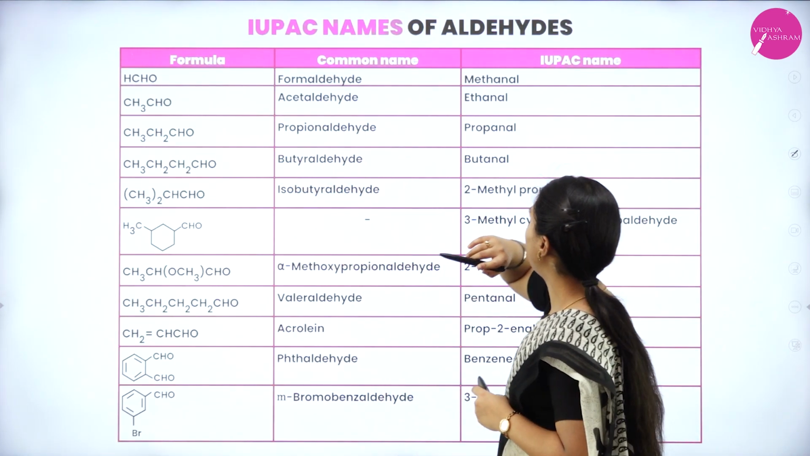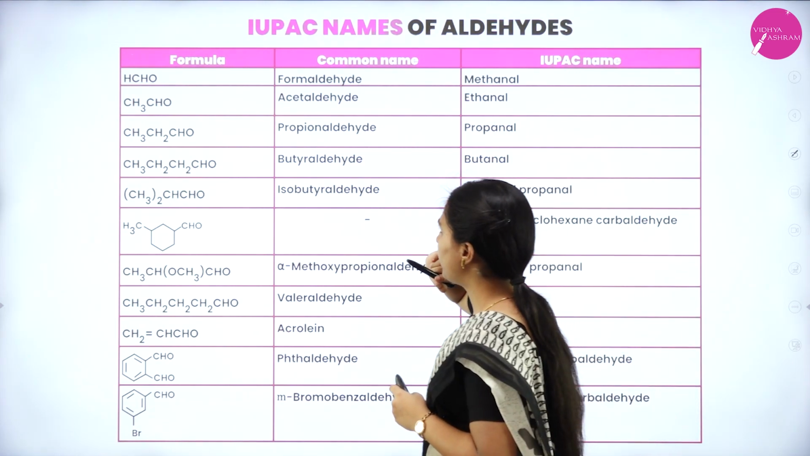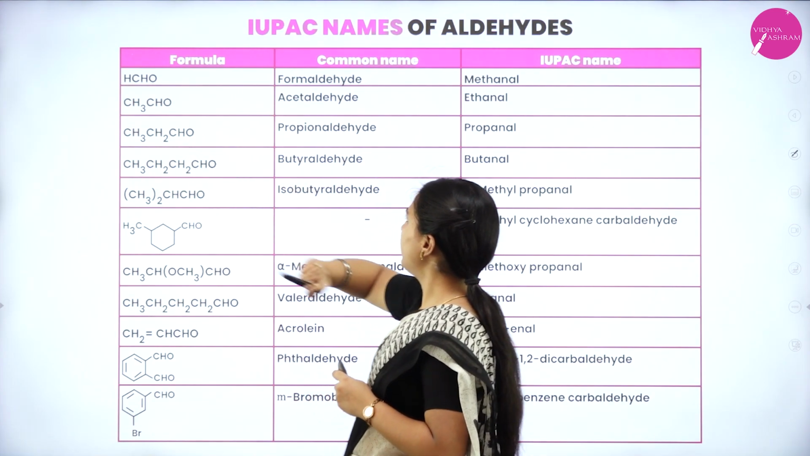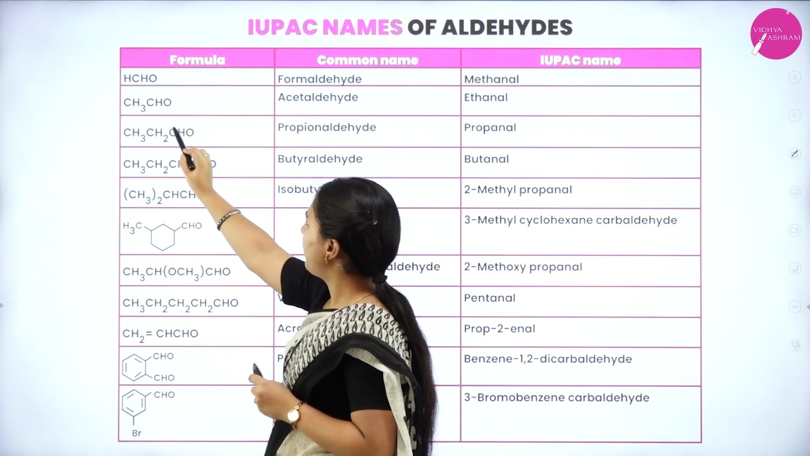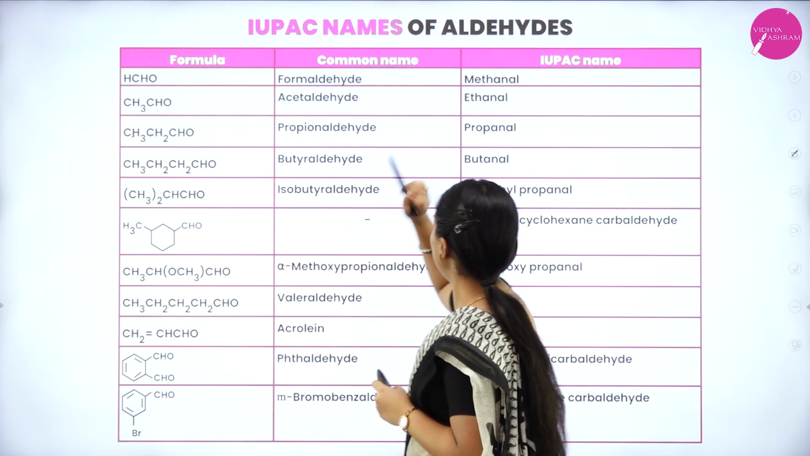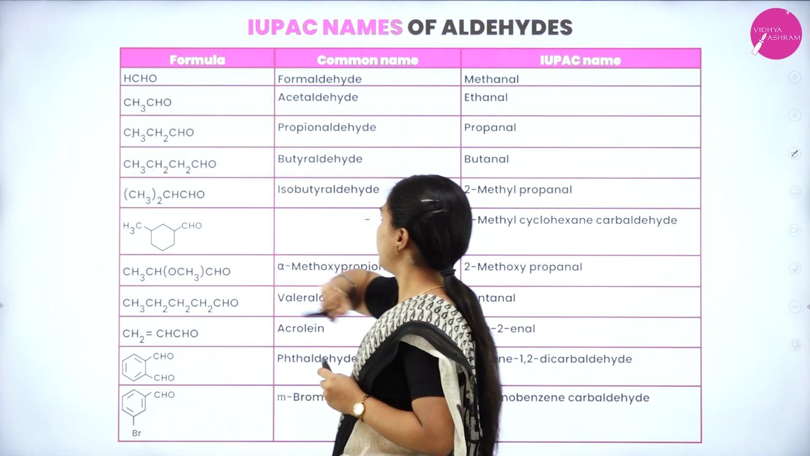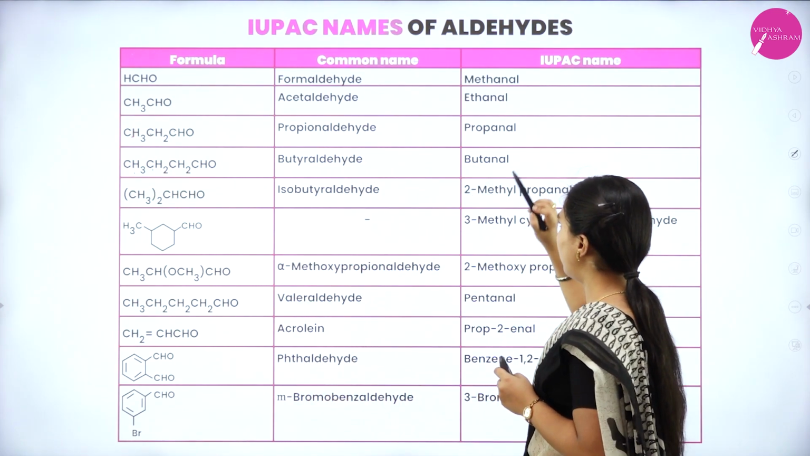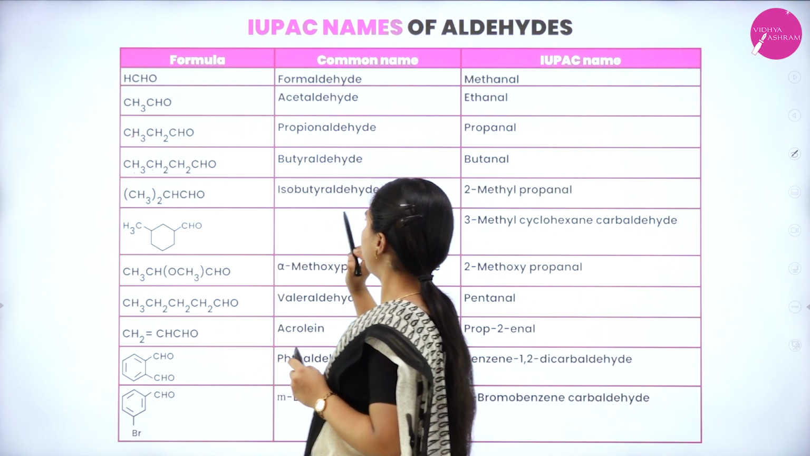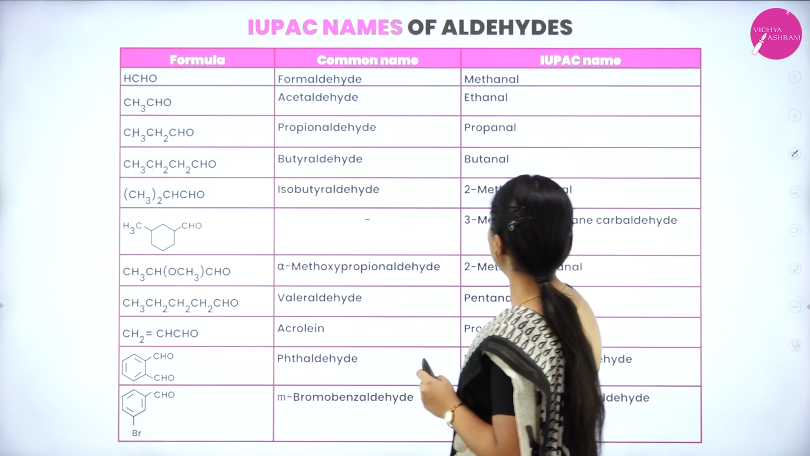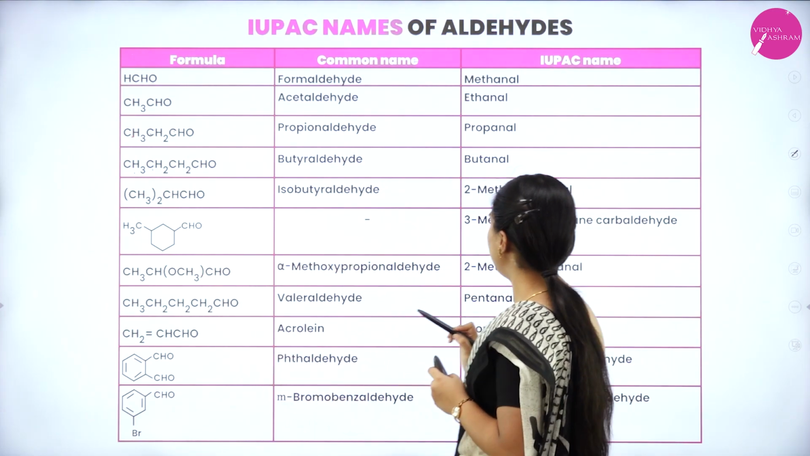HCHO, common name formaldehyde or methanal. Only one carbon is present. This is acetaldehyde, this is ethanal, and this is propionaldehyde, meth, eth, prop, so propanal. Then meth, eth, prop, but: here butyraldehyde or butanal. Here isobutyraldehyde or 2-methylpropanal. It doesn't have a common name.